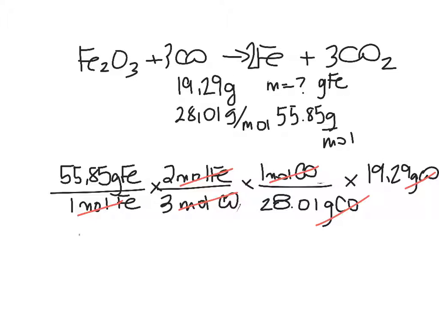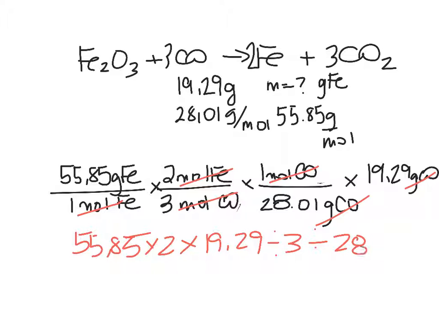So in your calculator, you would put 55.85 times 2 times 19.29 divided by 3 divided by 28.01. 25.64 grams of Fe. We haven't made any significant digits mistakes. We haven't rounded too early. We haven't dropped any of our units in our intermediate calculations, which some of you did on your assignments. And you get the same answer.